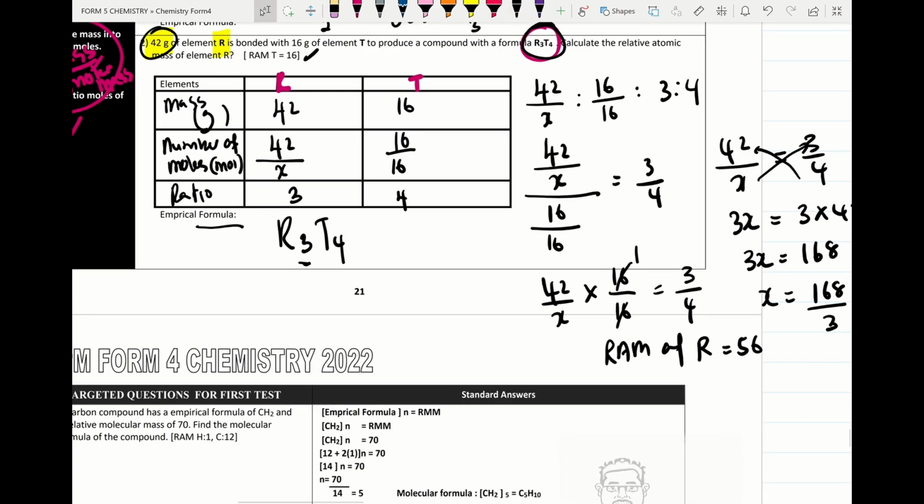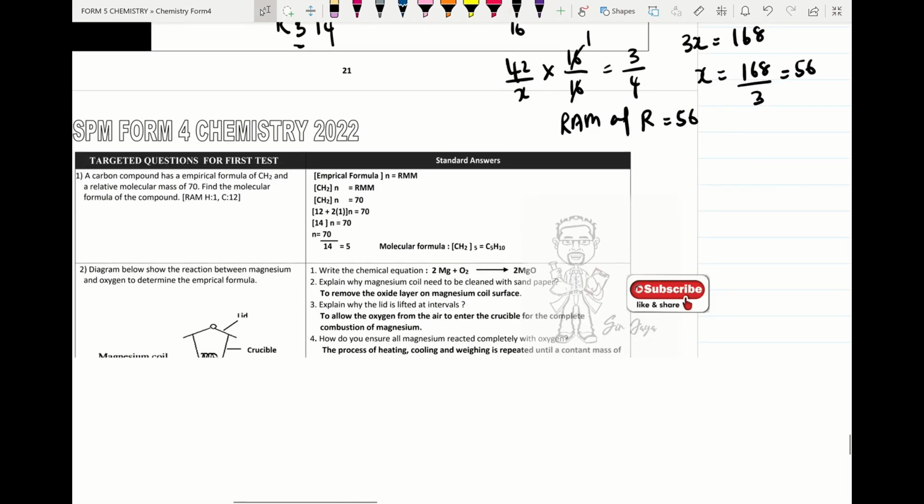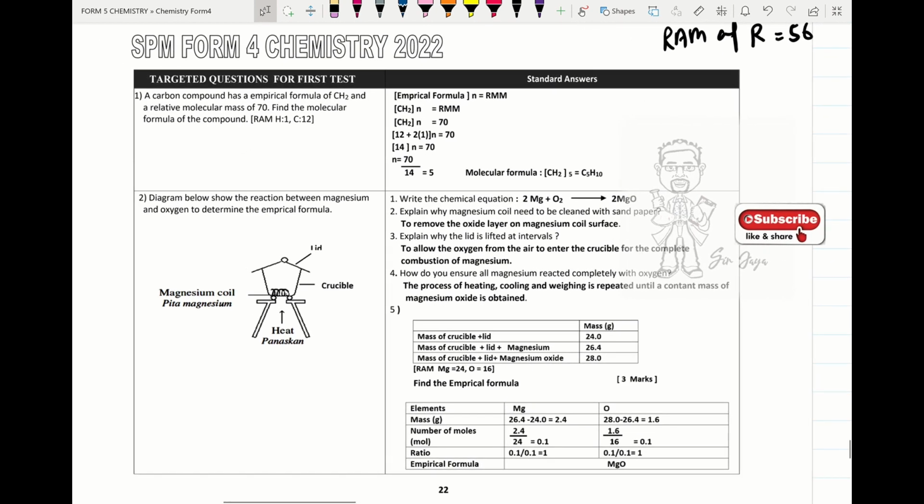Alright, try to do more questions on this part. Alright, we move on to the next question, how to find the empirical formula. I already discussed it earlier, so please check the video again.